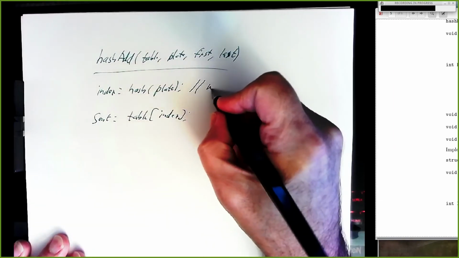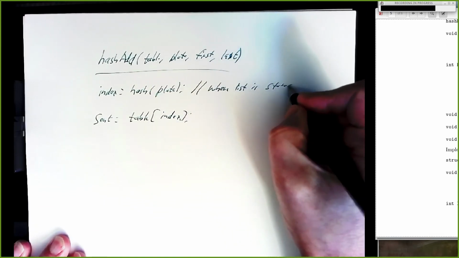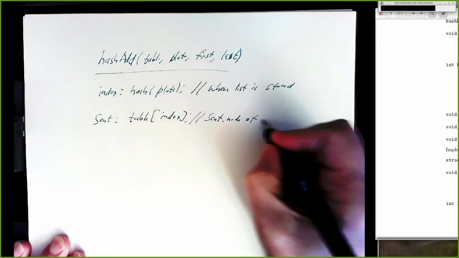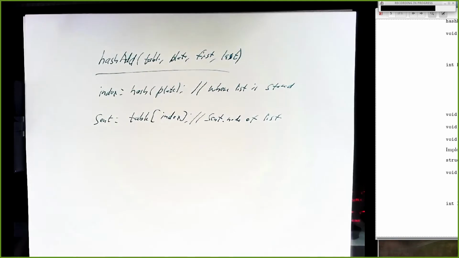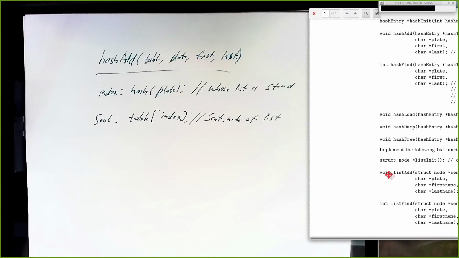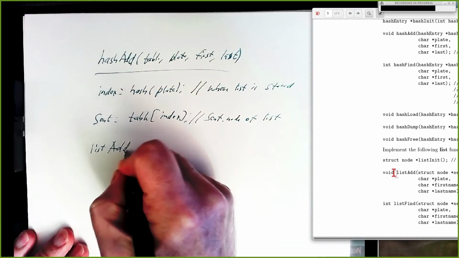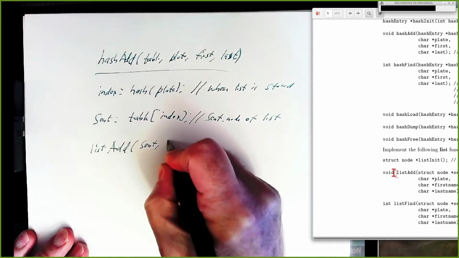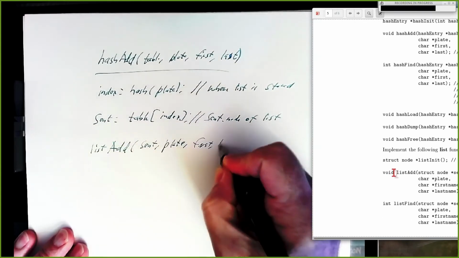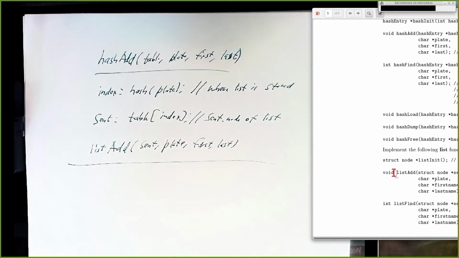So this is where the list is stored. This is the sentinel node of the list. And then you can go ahead and call your list add function with the sentinel node, the plate, the first name, and the last name. That's pretty much your whole hash add function.